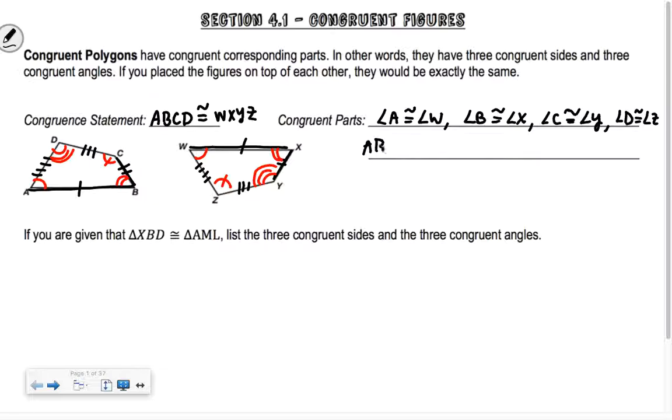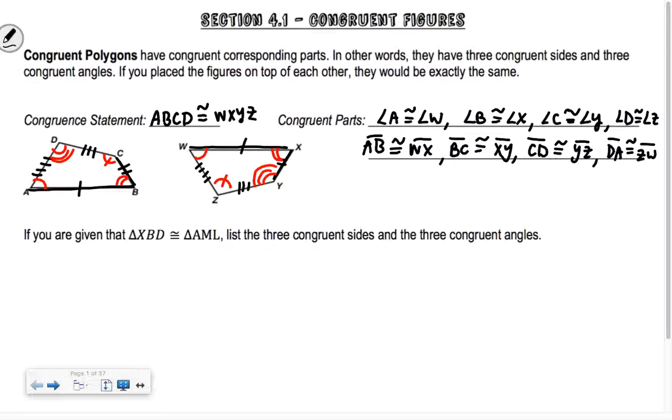Pretty easy on this one because they are in alphabetical order. I would say AB is congruent to the first and second letter, WX. And then BC is congruent to XY. And then CD is congruent to YZ. And the last one, going around, would be DA is congruent to ZW. It doesn't matter what you do on the first one, but make sure it matches up on the second one. If you did the first and second letter, then make sure you do the first and second letter on the second one. Does that make sense? Do you guys know what I'm talking about?